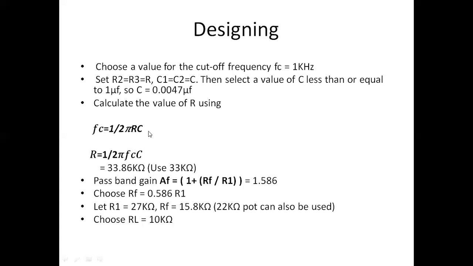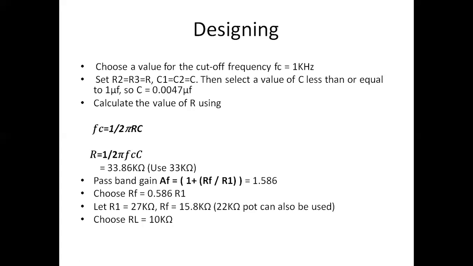What we are doing here is assuming the value of the capacitor, usually less than 1 microfarad. You can take any value, it is dependent on you. According to that, you can find the value of R. Here we have assumed the capacitor value 0.0047 microfarad. Accordingly, for a 1 kilohertz cutoff frequency, we have got the resistance value as 33.86. Similarly, the next part is the designing of the gain.